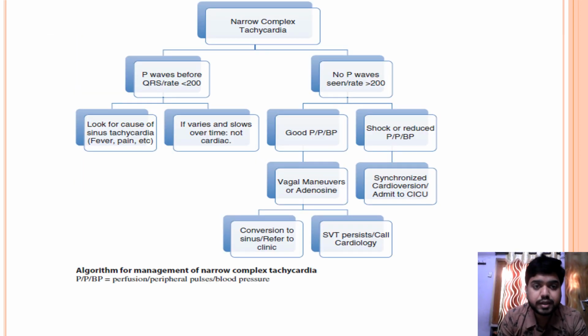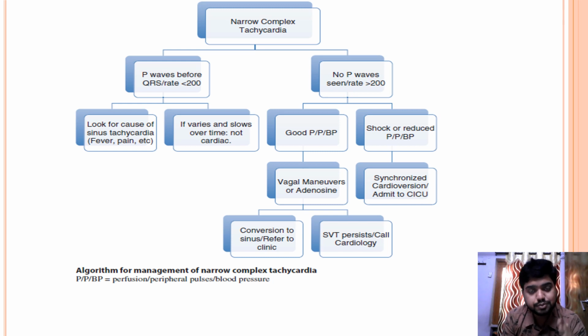So, narrow complex tachycardia and wide complex tachycardia: less than 0.09 is narrow complex and more than 0.12 is wide complex. So look for a P wave before the QRS, always look for that. This is how you differentiate narrow complex tachycardia. If there are P waves, look for sinus tachycardia. If the rate varies over time, it is definitely not cardiac. If there are no P waves, always remember something is abnormal.